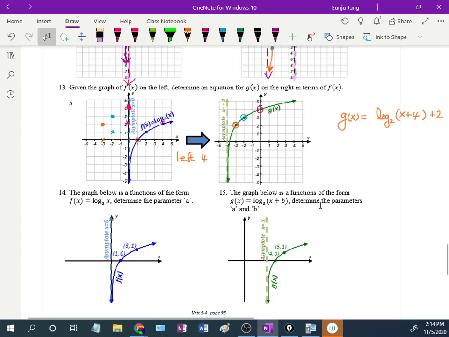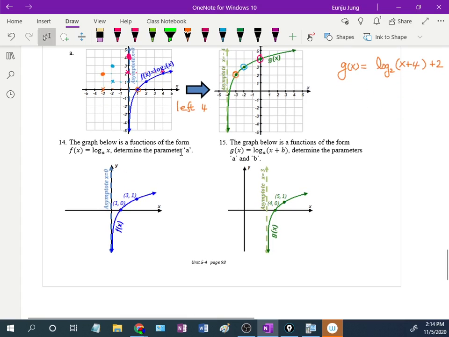Next question, number 14. The graph below is a function of the form like that. Determine what A is. So let's see. f of x equals log with the base A of x. So I'm going to use an ordered pair, okay? So let me change the color. I'm using 1 and 0. Let's plug in 1 and 0. 1 is the x coordinate, 0 is the y coordinate. In other words, f of x is y, okay? So 0 equals log with the base A of the number 1.